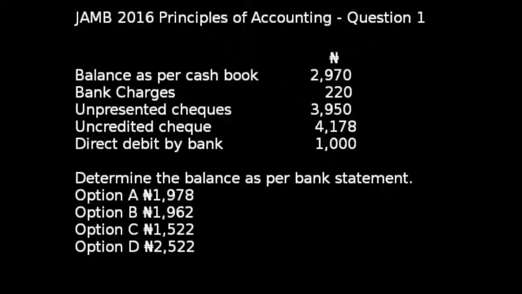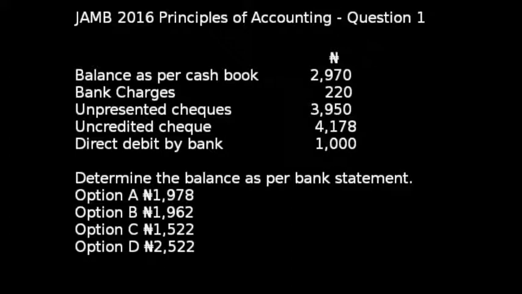Now, items like balance as per cash book is given as 2,970 naira. Bank charges 220 naira. Unpresented cheque 3,950 naira. Uncredited cheque 4,178 naira. Direct debits by bank 1,000 naira.